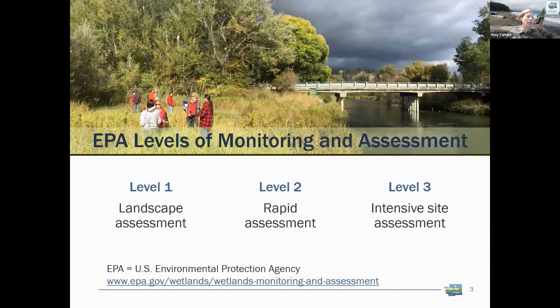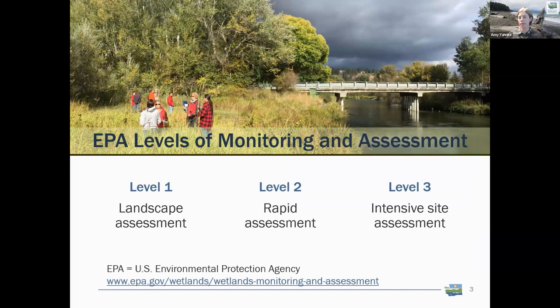So first of all, I want to acknowledge that a lot of the work that we do at Ecology is actually funded through grants from the Environmental Protection Agency. So they provide a lot of technical assistance and monetary support to states, tribes, local governments, and others for development of wetland programs. And you can get some basic information from EPA about wetland monitoring and assessment at the website that's listed here. They've defined 3 levels of monitoring and assessment.